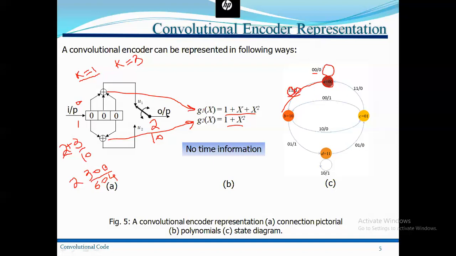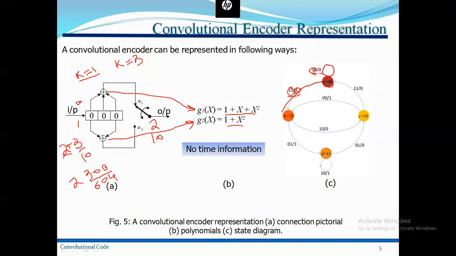So in fact, here on the branch, the 1 represents the input and 1, 1 represents the output. Here 0, 0 represents the output and 0 is the input. And this is the state of the shift register. Later on, we will study how we plot this state diagram. But the general rule is that when we consider 0 as the input, we use solid lines, and if we have the 1 input, we use dashed lines. So we discriminate the input bit by solid lines in case of 0 input bit and dashed lines in case of 1 input bit.